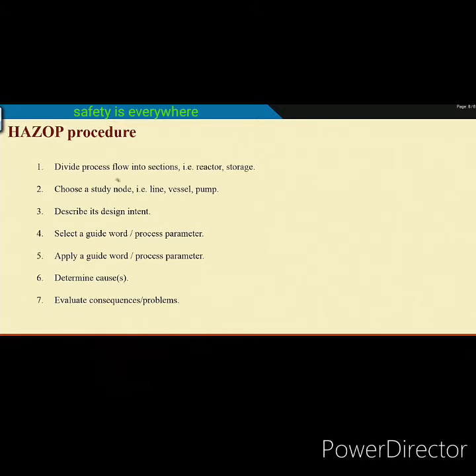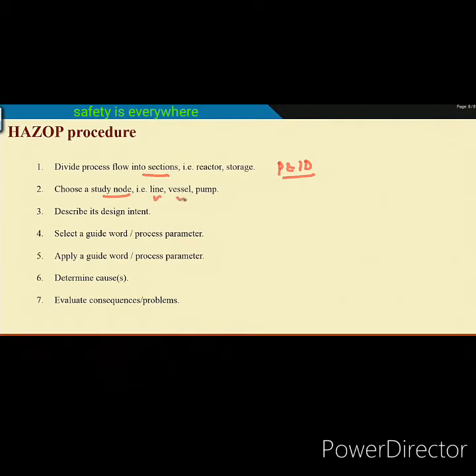First, divide the process flow into sections. Better you find your P&ID diagram. Then in the P&ID diagram, you segregate the diagram in such a manner that you get some small subsystems, maybe even up to the component level. So you divide into sections. Then for each section we choose a study node.